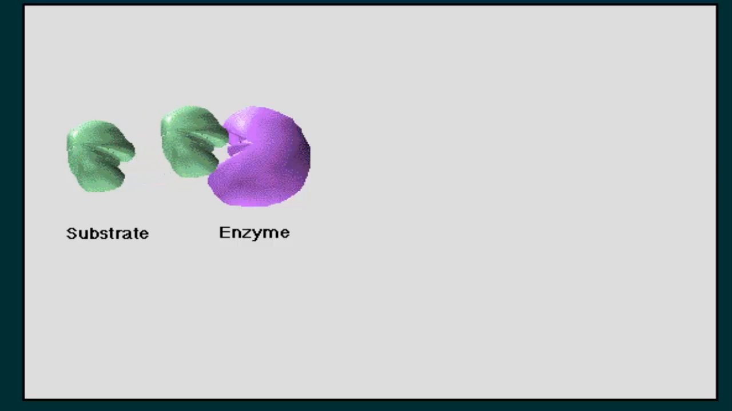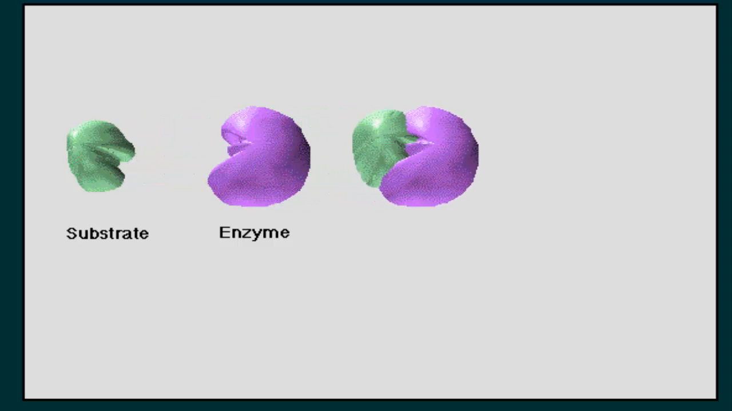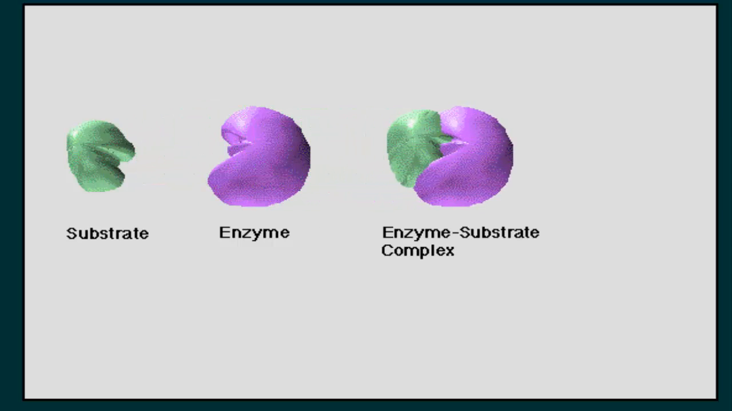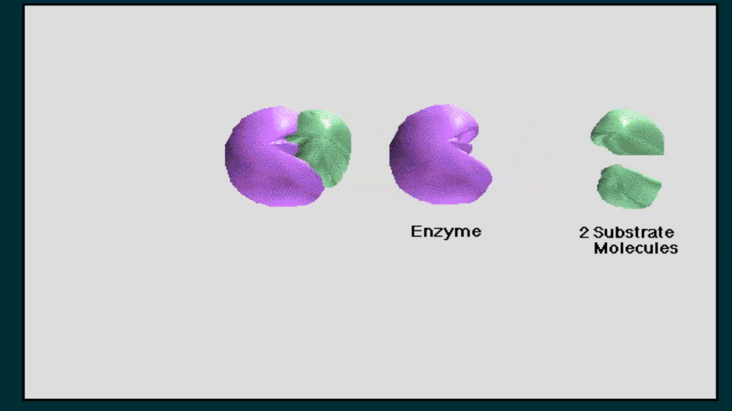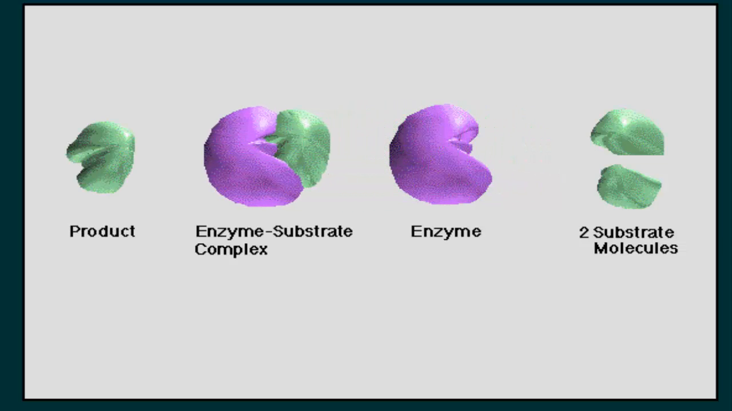After the enzyme and substrate come together to form the enzyme-substrate complex, bonds within the substrate molecule are broken by the enzyme and two smaller molecules are formed. Conversely, an enzyme may also cause two molecules to join. The enzyme brings the two substrate molecules into close proximity of one another so that bonds can form between them.